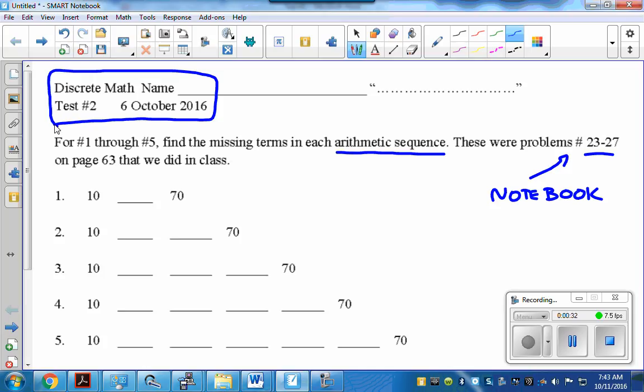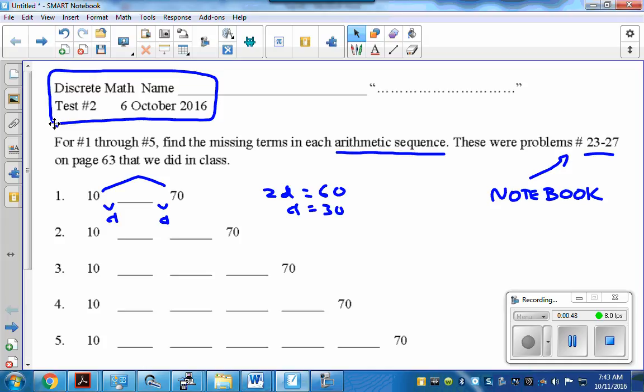Okay, so how did we do these? There's a difference there, and a difference there. There are 2 differences. The total difference was 60, so 1 difference had to be 30. Once you calculate the difference, you can simply add that. 10 plus 30 is 40, and 40 plus 30 is 70. Remember, it does have to be an arithmetic sequence, so you're adding the same amount to each term, and that works fine. So 10, 40, 70.